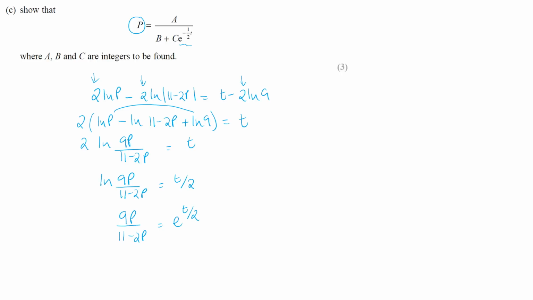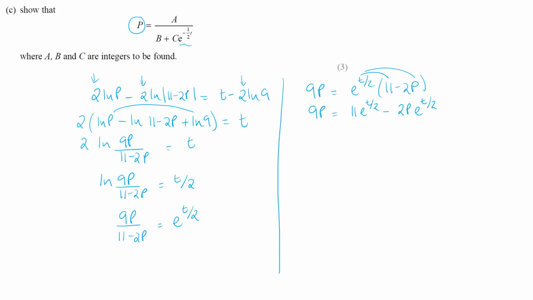And now we just need to make the p the subject, and you can see that p appears twice. So let's cross multiply and take that 11 minus 2p to the other side. So e to the t over 2, 11 minus 2p. And we need to get all the p's on one side, so I'm going to multiply out that bracket. 9p is equal to 11 e to the t over 2 minus 2p e to the t over 2. Take that to the other side, so we'll have 9p plus 2p e to the t over 2 is equal to 11 e to the t over 2.